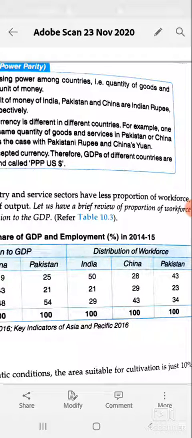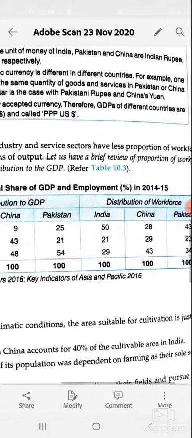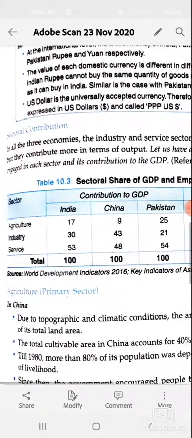Now you will find India and Pakistan depend more heavily on the agriculture sector than China, which has only 28%. All three countries contribute about the same in industry: 21, 29 and 23. You see, in the service sector, 43% of China's workforce works in the service sector.